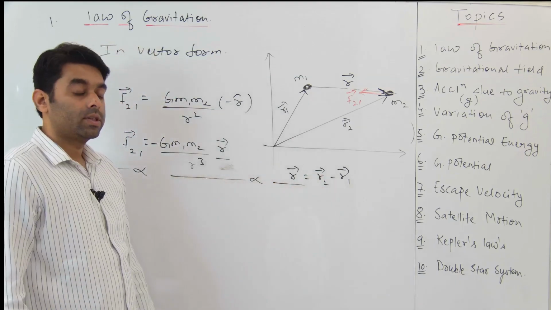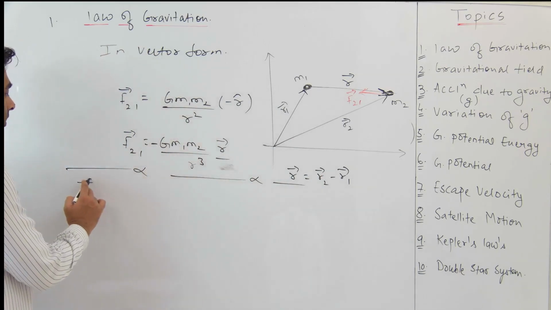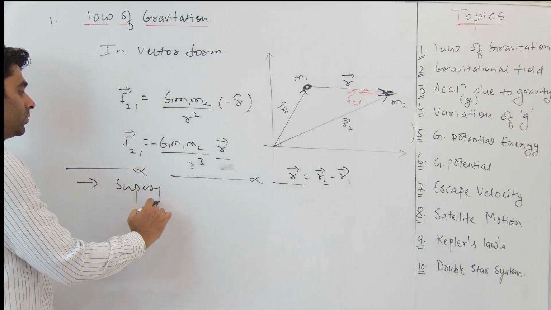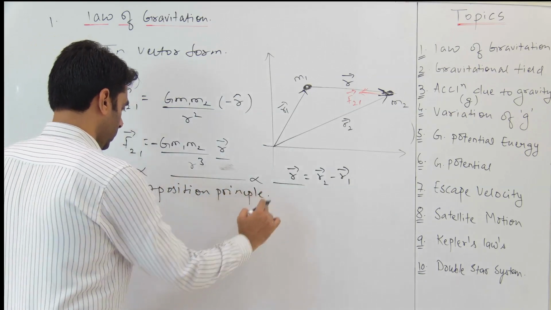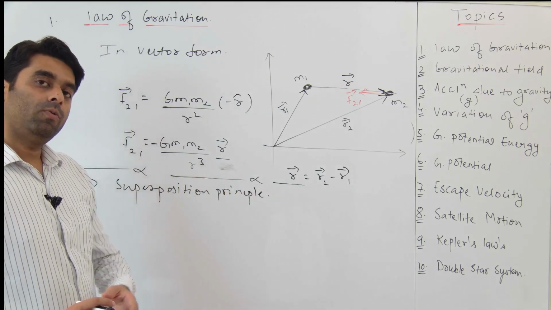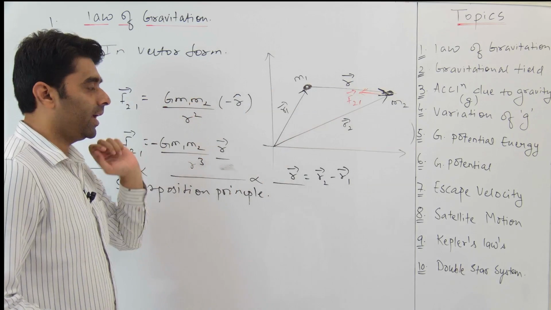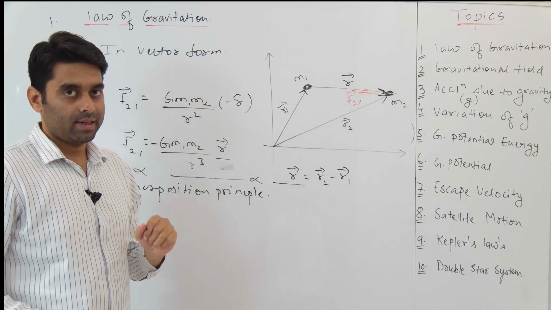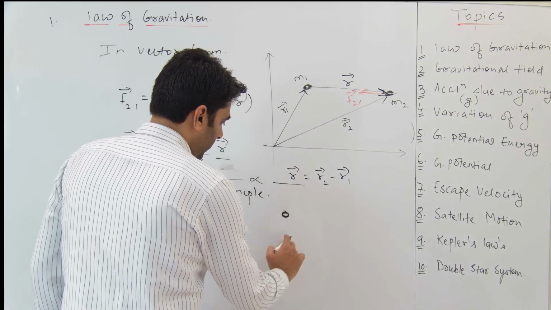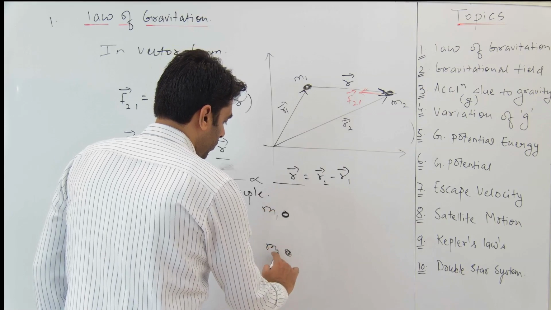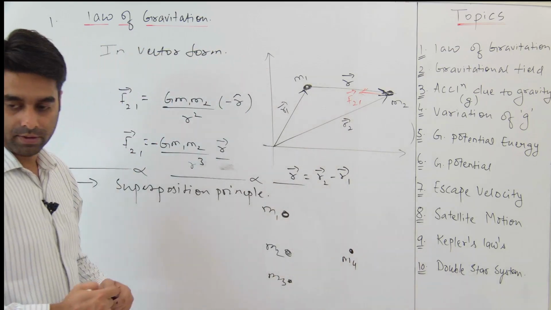Once we are done with this, we can also discuss something known as the superposition principle. What is the superposition principle? Up till now, we have discussed that if two masses are there, the magnitude of force is G m1 m2 by r square. What if more than two masses are there? So let's consider a situation. Let's say that you have four masses m1, m2, m3 and m4. Or I'll take another figure, one minute.